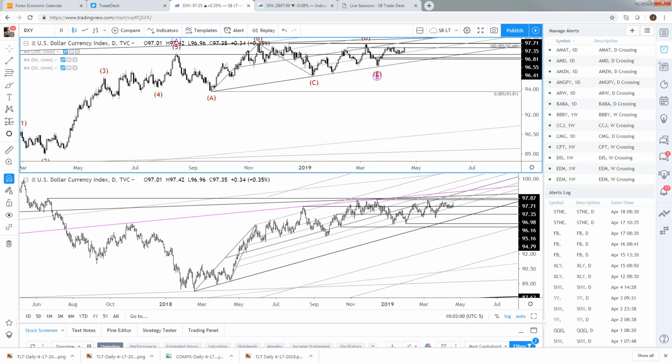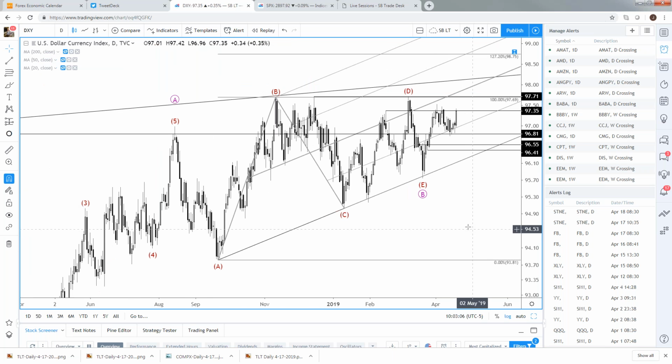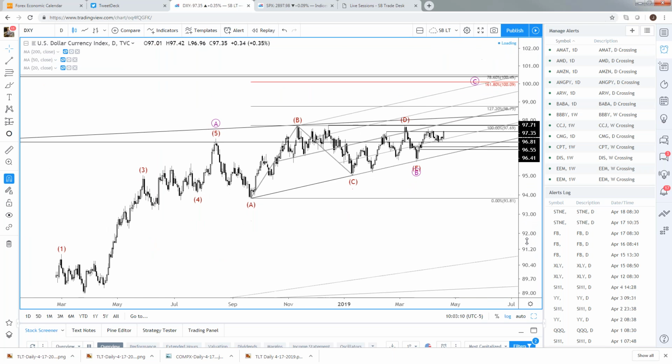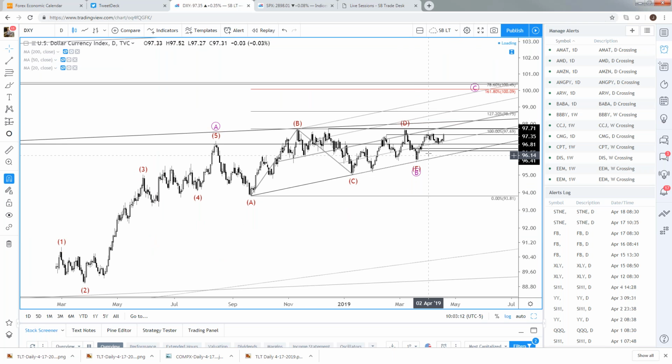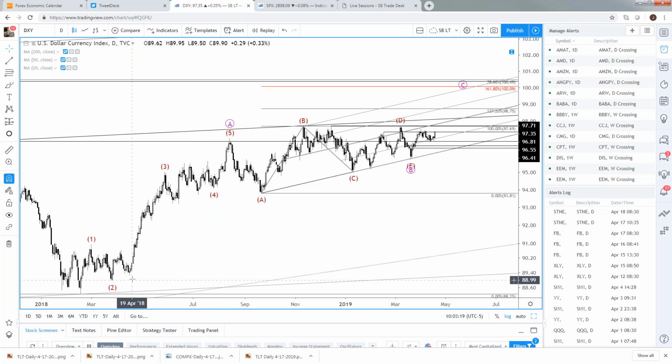And DXY, here's the daily chart. So this was the count that proposed probably over here somewhere in late March, with the possibility being that you had a big A up into August, and then we have what we call a barrier triangle, B wave high, A, B, C, D, E, ending on FOMC in March.